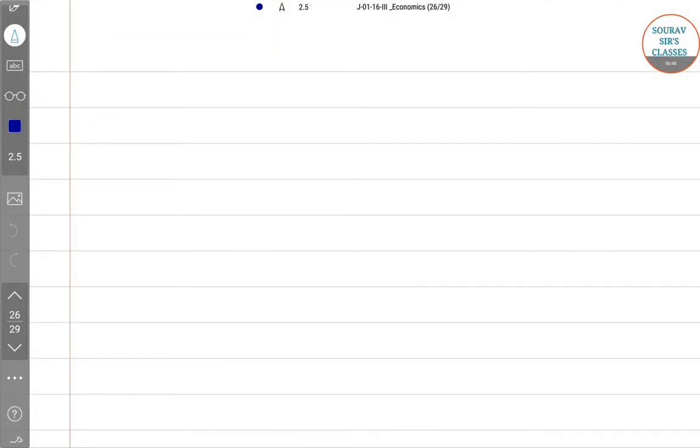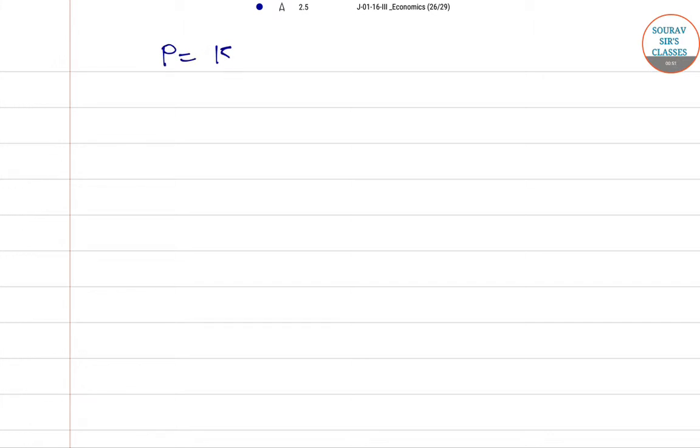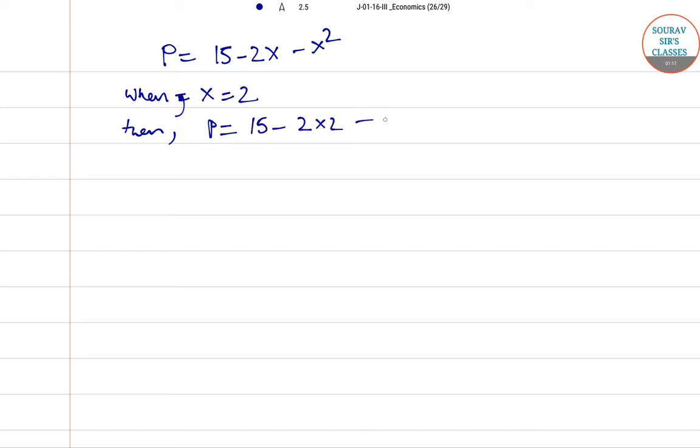In this, first we have to write down the given demand function, which is P equals 15 minus 2x minus x square. Now when x equals 2, P equals 15 minus 2 into 2 minus 2 square, which is equal to 7. Now we have to find the consumer surplus.